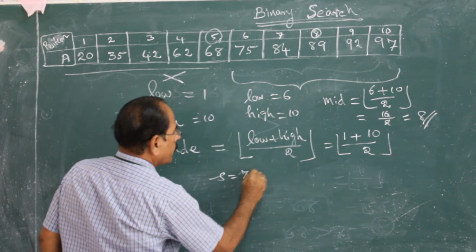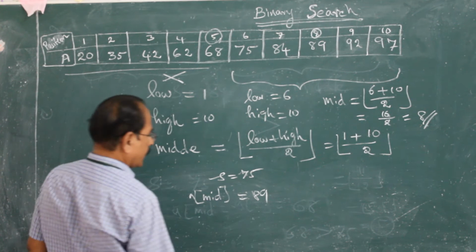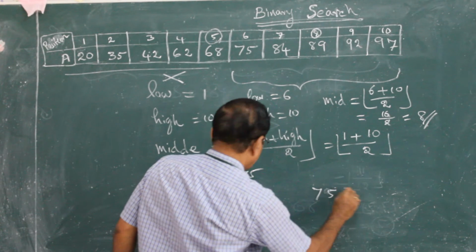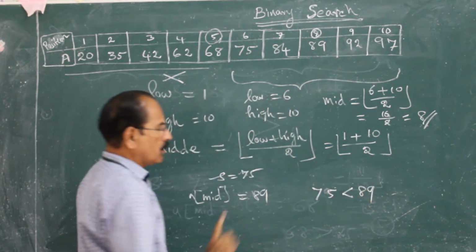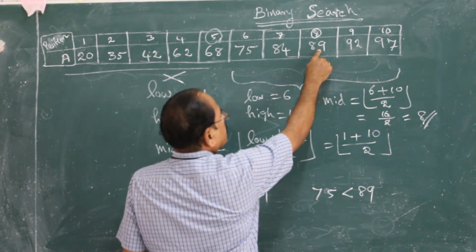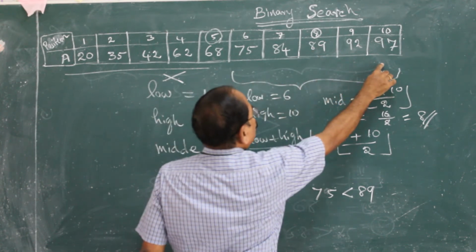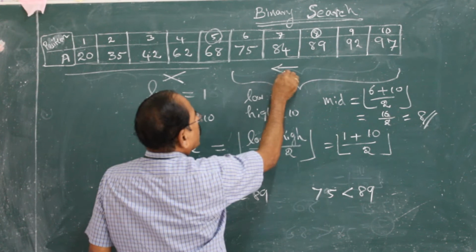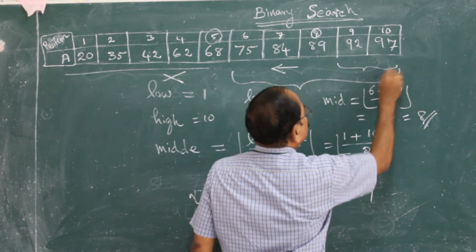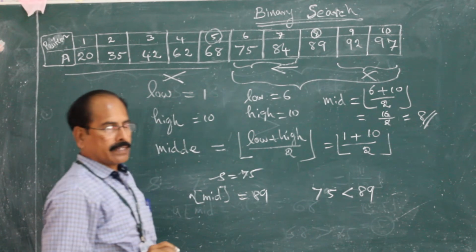S is equal to 75. A of mid is equal to 89. Here again, 75 is lesser than 89. So this is not equal to our searching element, but the searching element is lesser than 89. That means, among this portion, our searching element will be available only in this side. So now we are going to ignore this portion and consider only this portion for further operations.